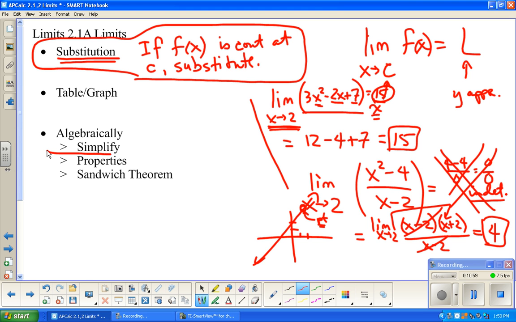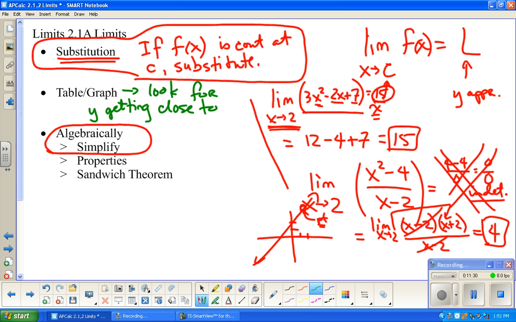Okay, so what we just did was a little algebraic manipulation of this equation so that we could see what y was actually approaching if we could somehow eliminate that point discontinuity. That doesn't always happen. You can't always do that. Okay, so let me just talk a little bit. We just looked at the table and the graph, and what you're looking for is where is y approaching? What is y getting close to as you get closer and closer to that x value? That's what limits are about.